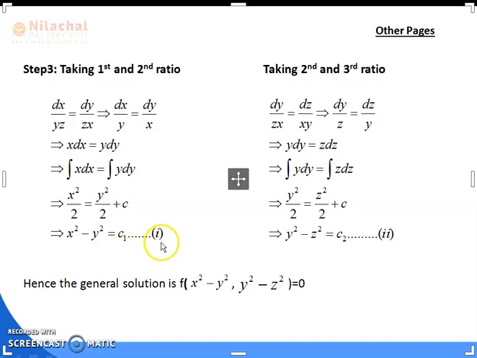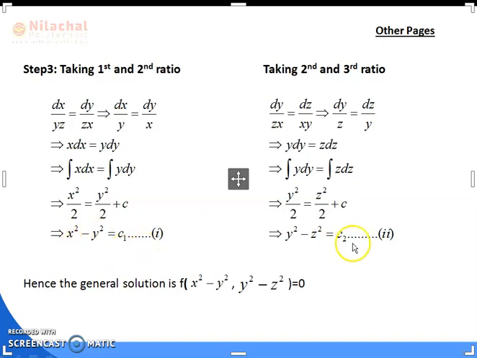Mention it as equation 1. Similarly, we have to take the second and third ratio. The second and third ratio is dy by z x equals dz by x y. That implies dy by z equals dz by y, because x is common, they cancel. Then you cross multiply and integrate, you will get y square by 2 equals z square by 2 plus c. After simplification, we get y square minus z square equals c. So this is your v equal to c2.